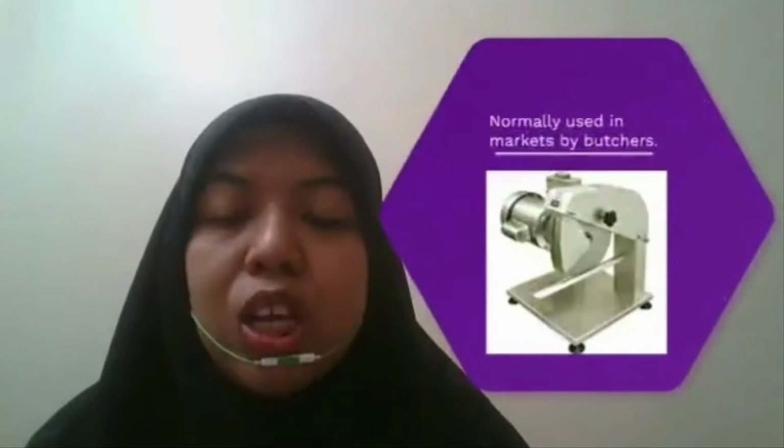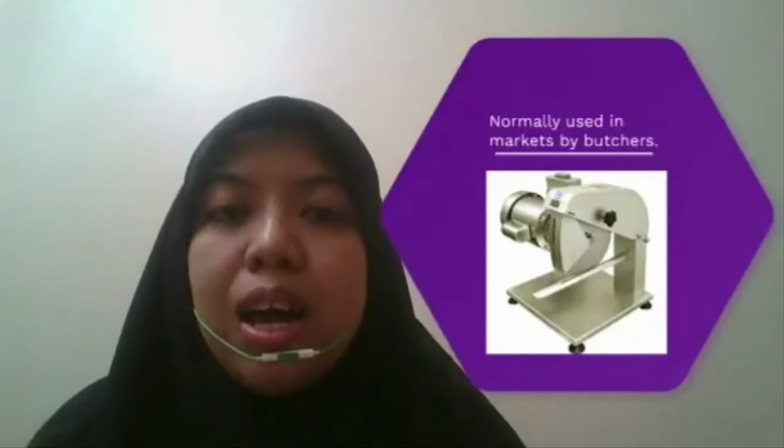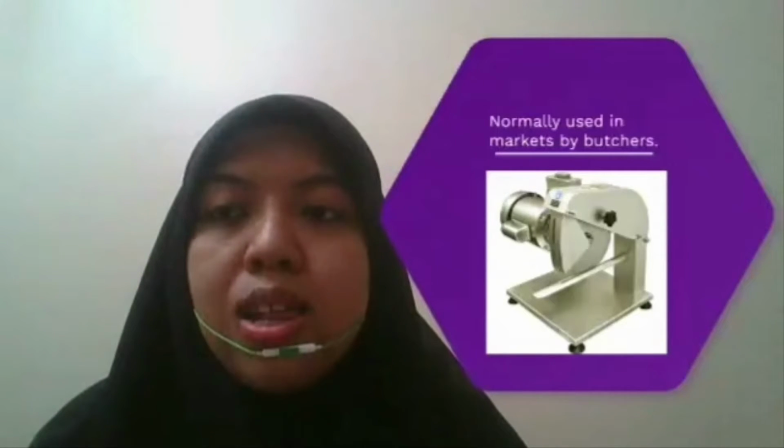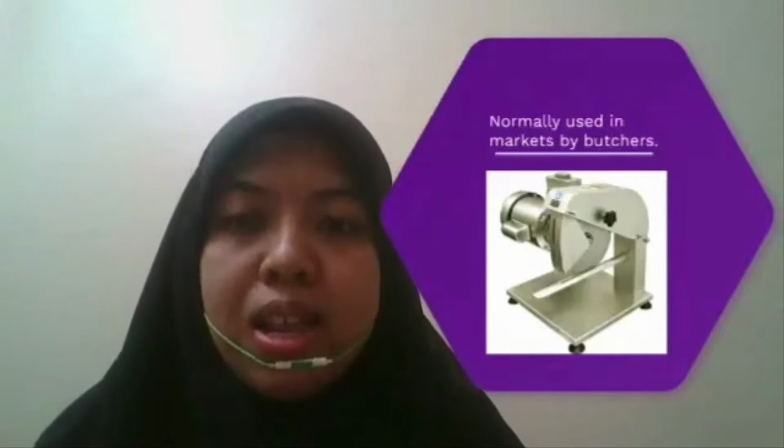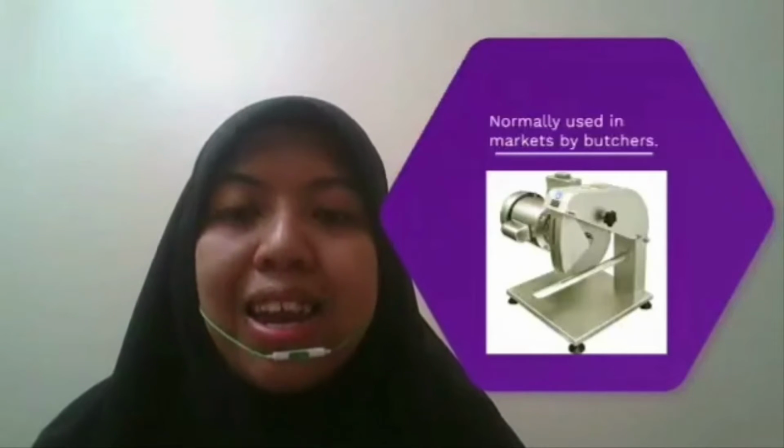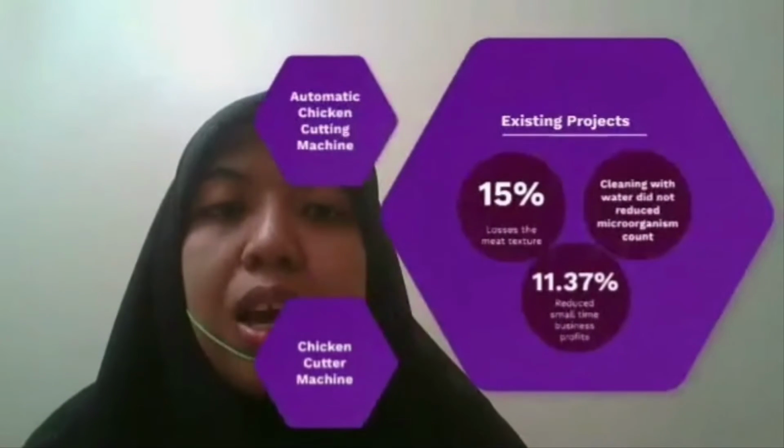Next is the chicken cutter machine. Normally used by market butchers. The strength is that it is easy to maintain and easy to clean. The weakness is that it is heavy and actually lacks safety.